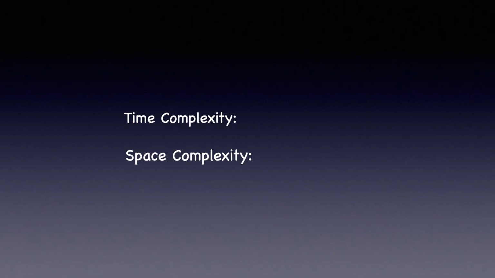Let's go over the time and space complexity. The time complexity of topological sort is similar to that of a DFS, which is O of V plus E, where V represents the number of vertices or nodes and E represents the number of edges in the graph. That's because we are traversing all the nodes and edges. Since we are recursively running DFS on each vertex, the space occupied by the function call stack will be O of V.